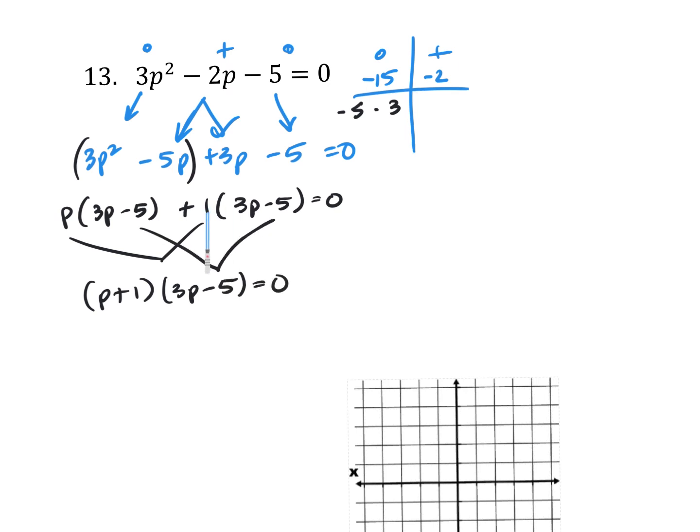Did y'all remember to take out a 1 with that 3p minus 5? Okay, that's important. You guys, what would these roots be? What would these zeros be? Negative 1.